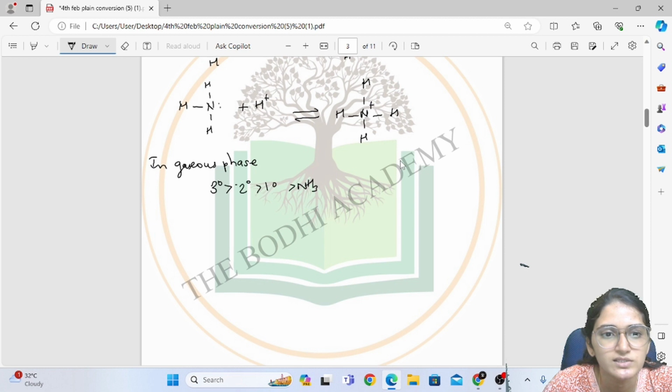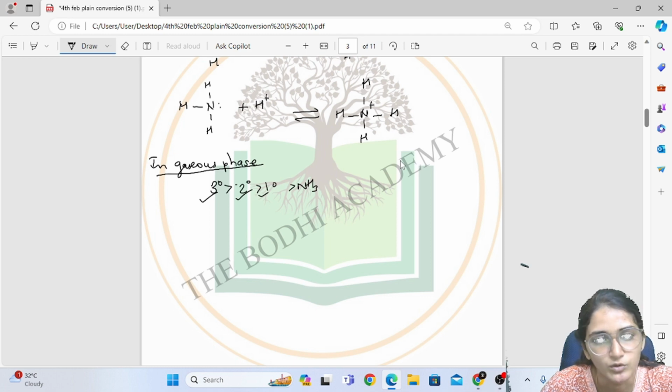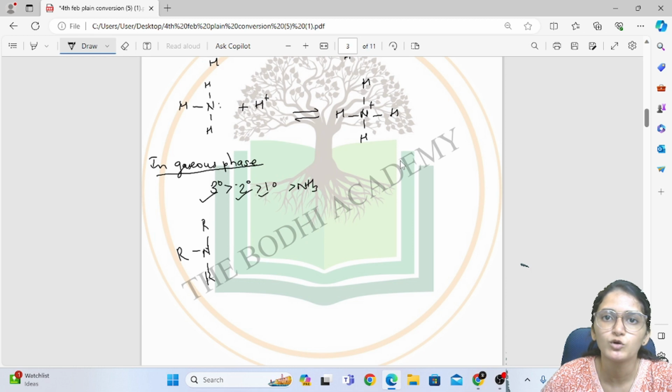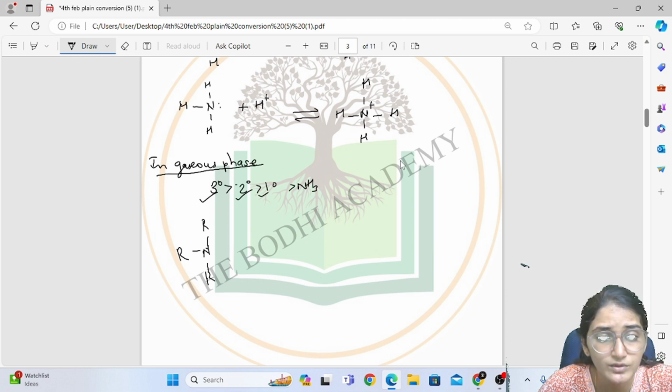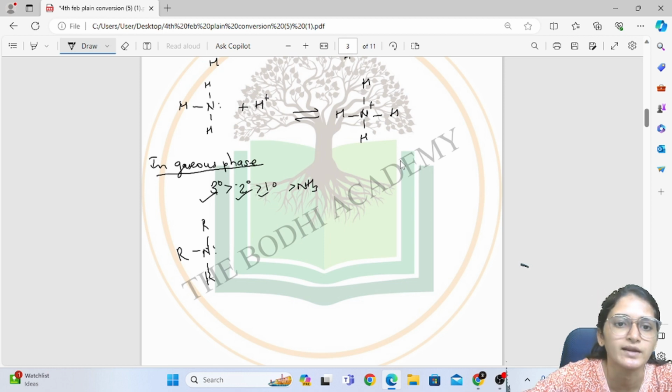On that basis we will see the gaseous phase. In the gaseous phase, what will be the order of amines in terms of basicity? We can see that tertiary amines are more basic than secondary, then primary, and last is ammonia. Why is this so? Because this tells us the ease with which they can give the electron pair. In tertiary there are three alkyl groups attached to the nitrogen. Three alkyl groups means three donating groups, which will give the electron pair with more ease than the secondary, primary and ammonia. So that's why in tertiary the basicity is more than secondary, then primary and then ammonia.